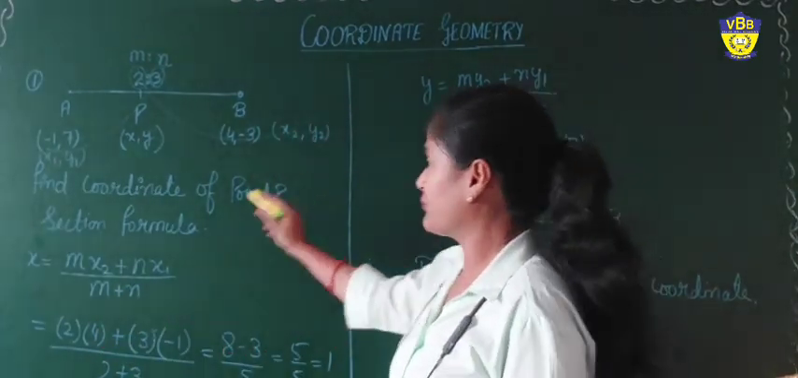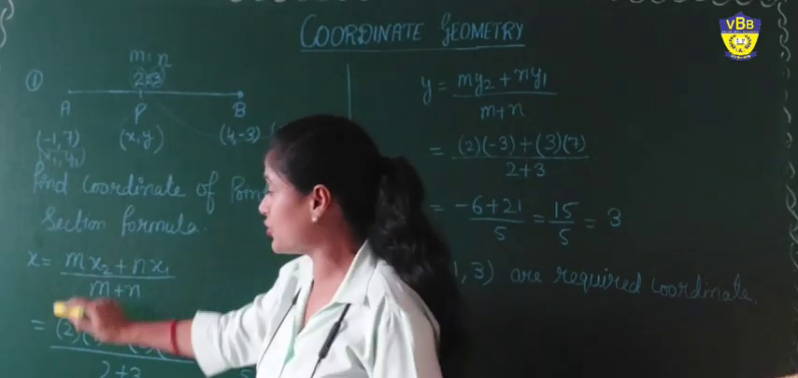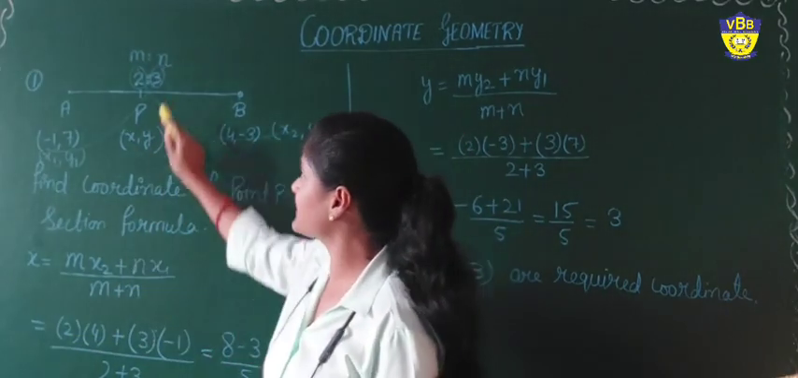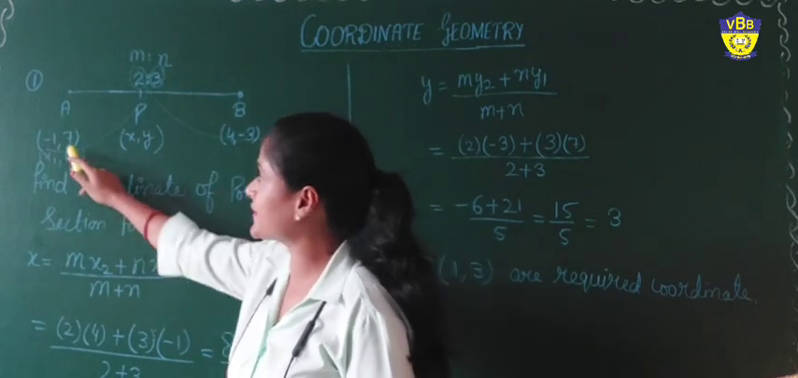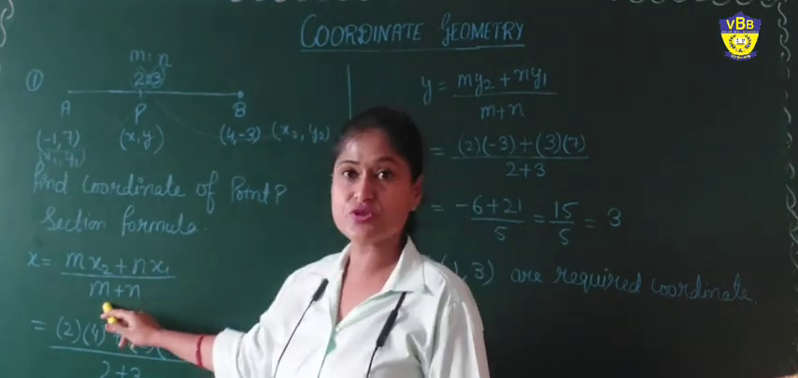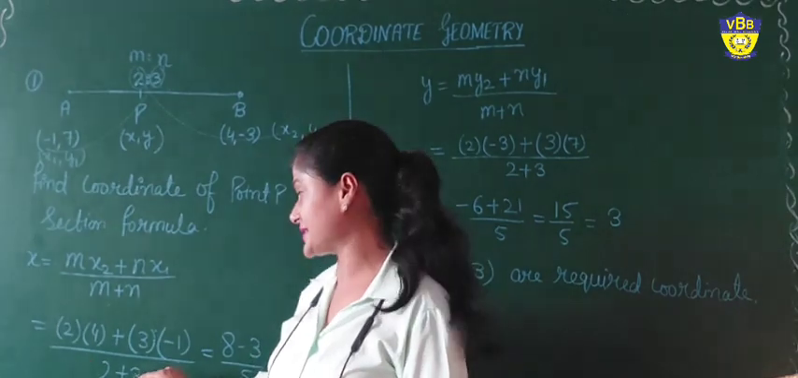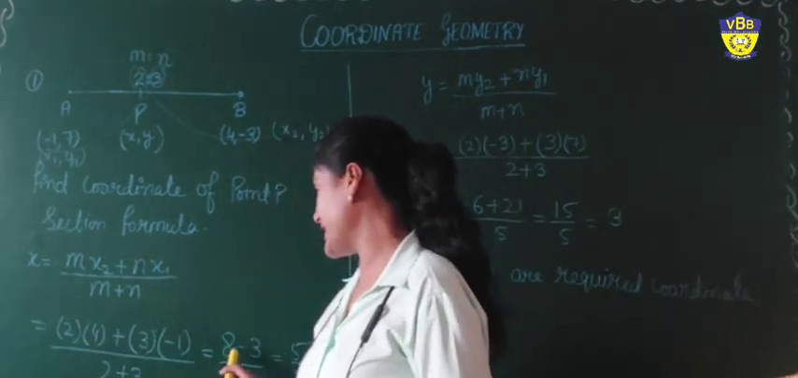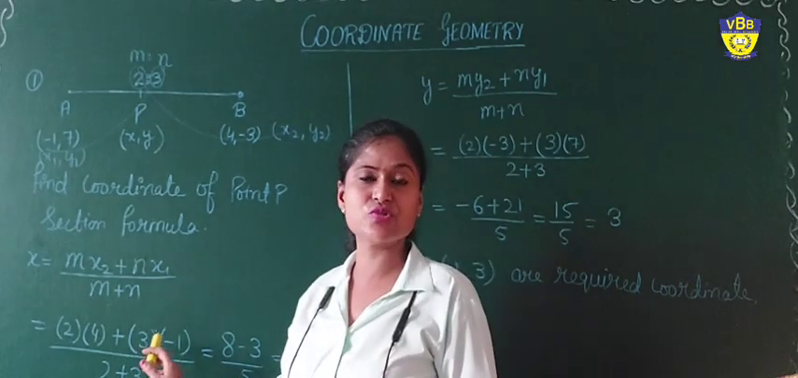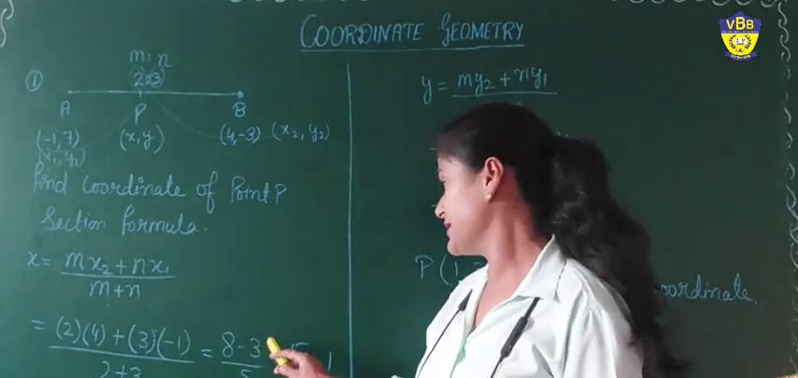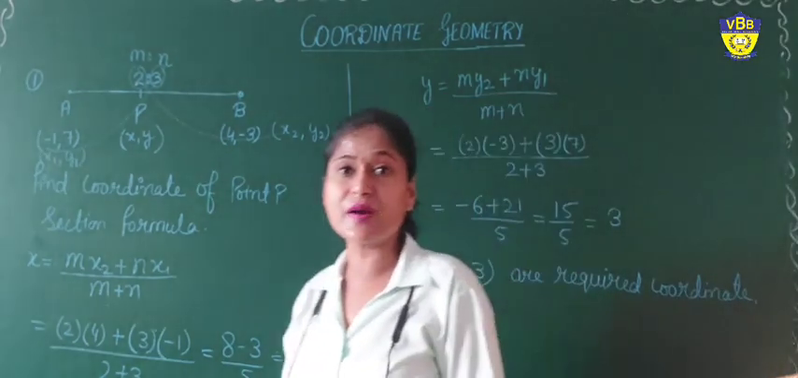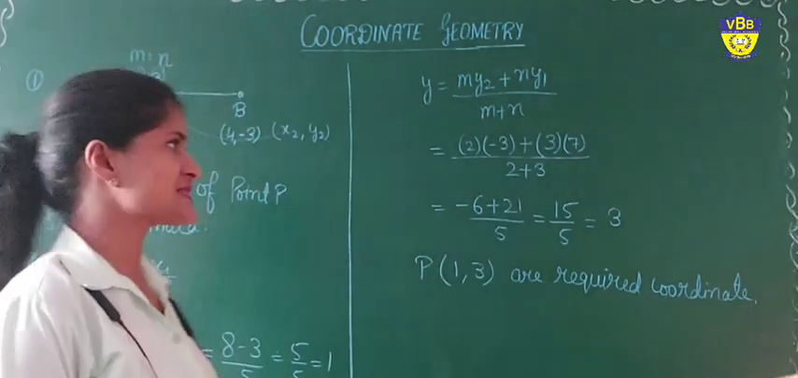Now put the values. What is m? That is 2. x2 is 4 here, n is 3 here, x1 is -1 here. The sum m plus n is 2 plus 3, that is 5. 2 fours are 8. 3 into -1 is -3. When you solve this, 5 upon 5 is equal to 1. The x coordinate for point P is equal to 1.